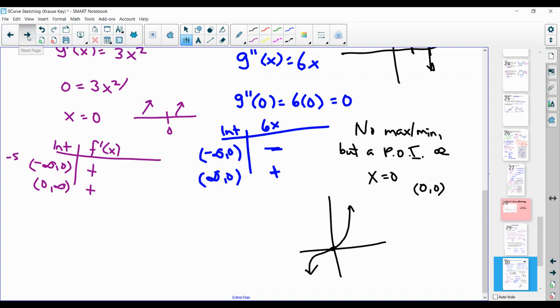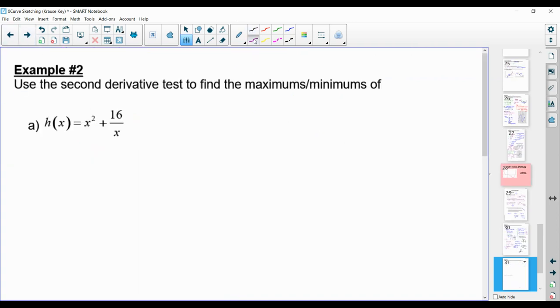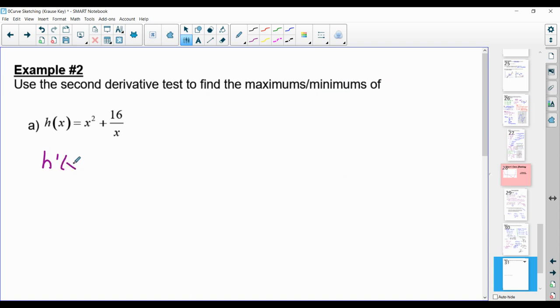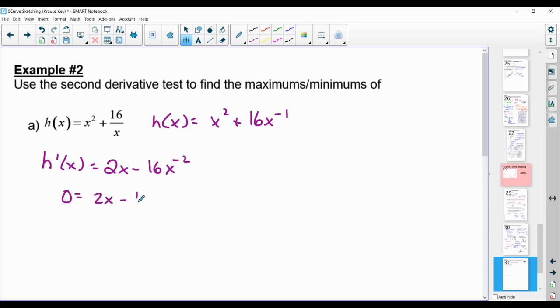All right, let's continue on to some examples here. The next one asks us to use the second derivative test to find any maximums or minimums. So we're not going to focus on the first derivative so much. We're just going to go into the second derivative. But again, we have to use the first derivative to find our second derivative. So first derivative here, I'm going to rewrite this to begin with. We've got h of x equals x squared plus 16 times x to the -1. So h prime of x is 2x minus 16 x to the -2. So 0 equals 2x minus 16 x to the -2.